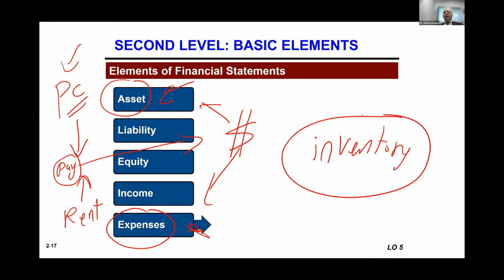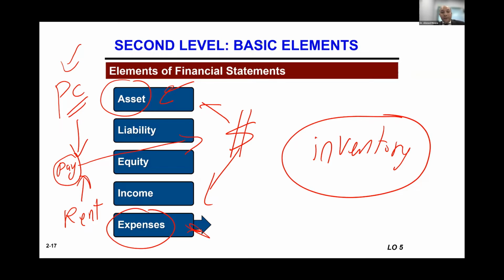Is it an asset or an expense? Okay, someone said asset. Good. Someone said expense. Why is it an asset? Yes, it is an asset. Why is it an asset?